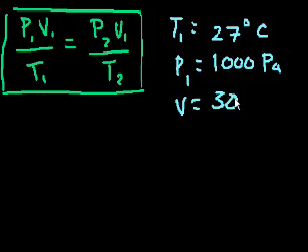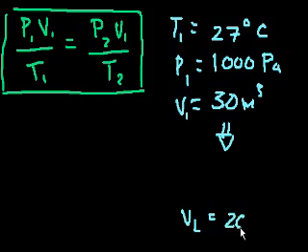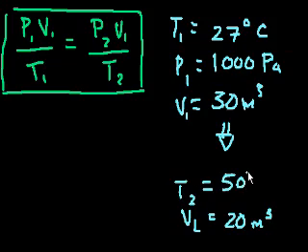I think in one of the earlier videos I said newtons per meter cubed. No, it's newtons per meter squared. I just want to make sure I didn't confuse people previously. So that's the initial volume. And then it says the volume is decreased, so my new volume is going to be 20 meters cubed. The temperature is increased, so the new temperature is now 50 degrees Celsius. And they want to know what my new pressure is.